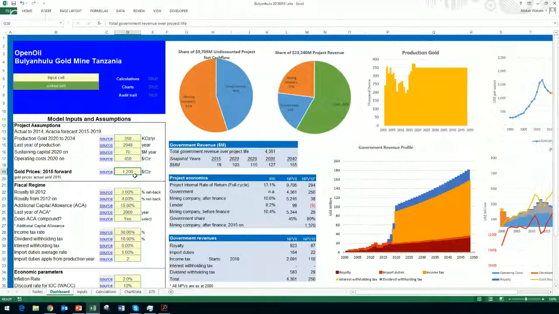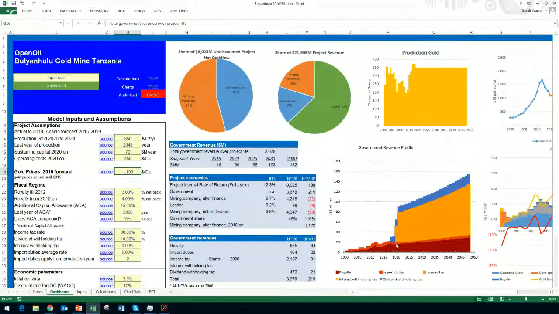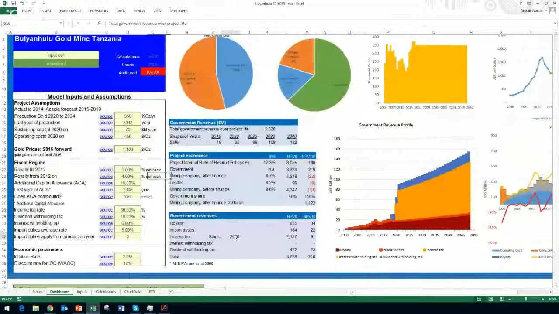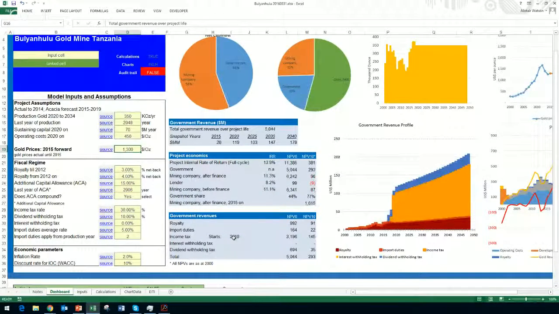If I decrease the gold price to $1,100 per ounce, then of course that pushes back the date at which the income tax would start to be paid. It pushes it back 1 year to 2020. If the gold price were higher, $1,300 per ounce, it would bring it forward 1 year to 2018. So a reasonably significant change in the gold price is moving the timing by a year or so, but not drastically altering it.